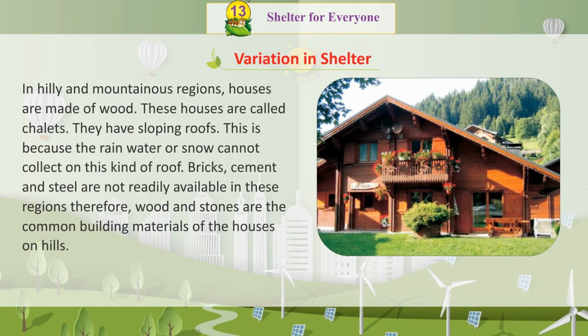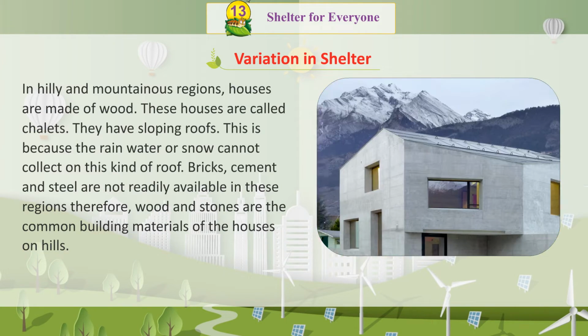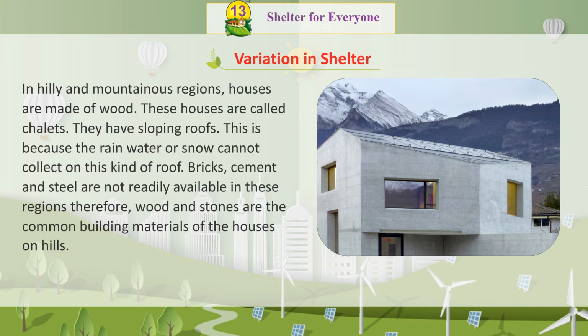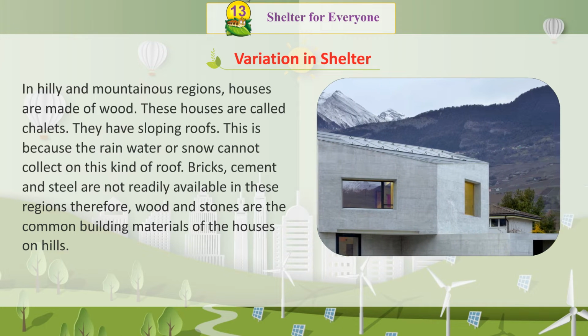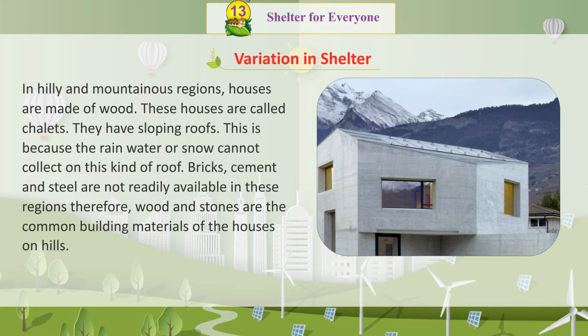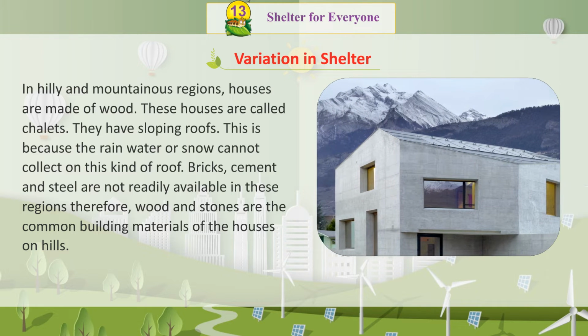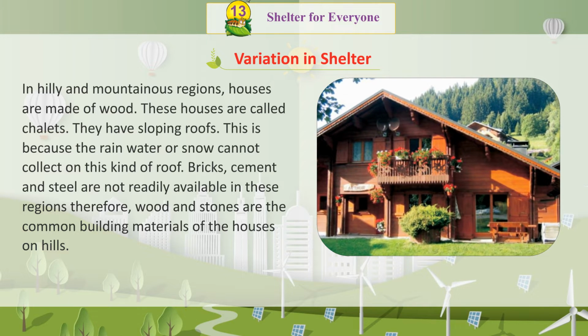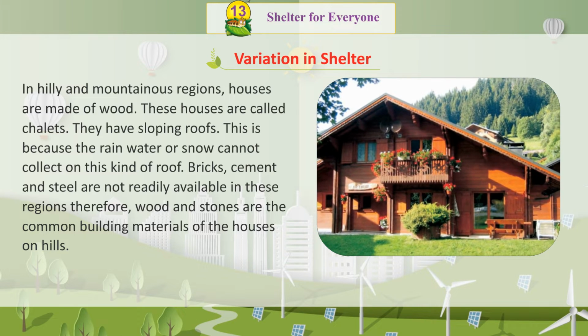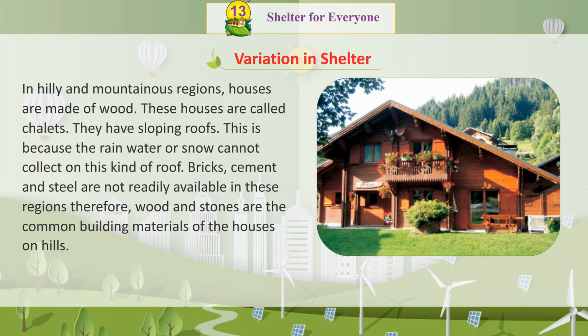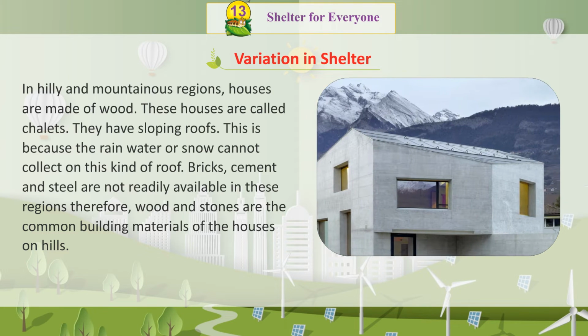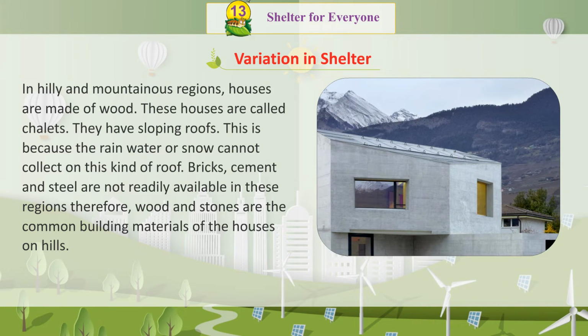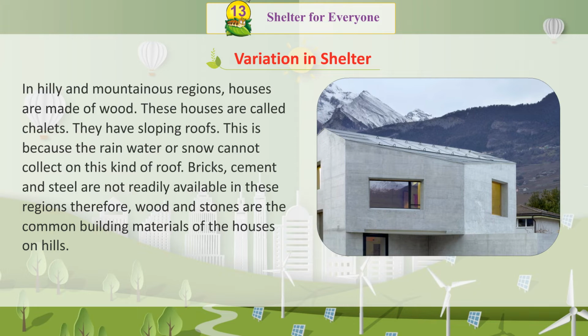In hilly and mountainous regions, houses are made of wood. These houses are called chalets. They have sloping roofs. This is because the rainwater or snow cannot collect on this kind of roof. Bricks, cement, and steel are not readily available in these regions. Therefore, wood and stones are the common building materials of the houses on hills.